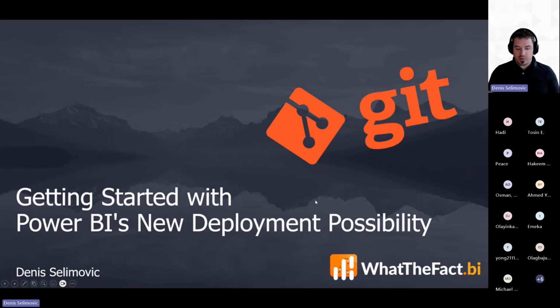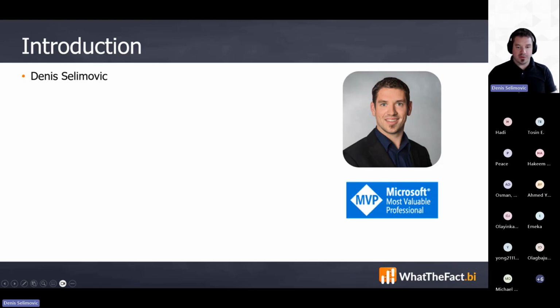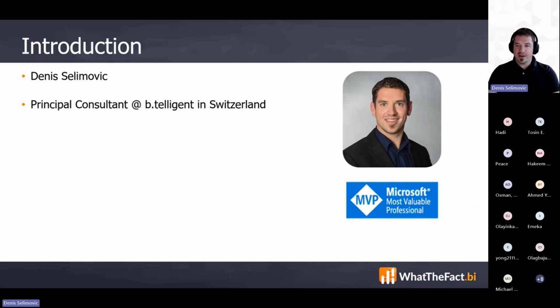Then what are we going to see today? No, first the introduction of myself. My name is Denis Selimovic, and Michael, you pronounced it absolutely great. This was nearly perfect. I work, as you also already mentioned, in Switzerland at a company called Betelligent. And in Betelligent, I work as principal consultant. I'm doing all the things around Power BI.